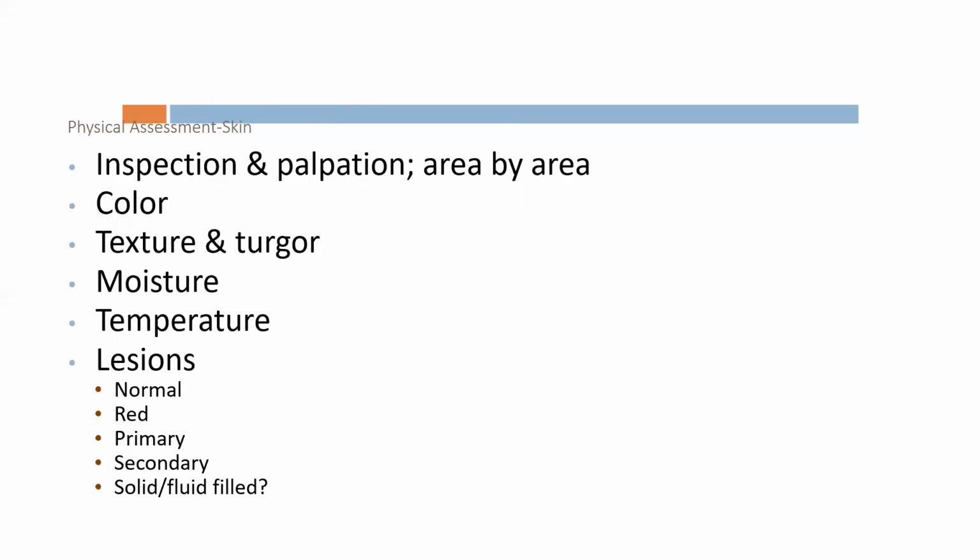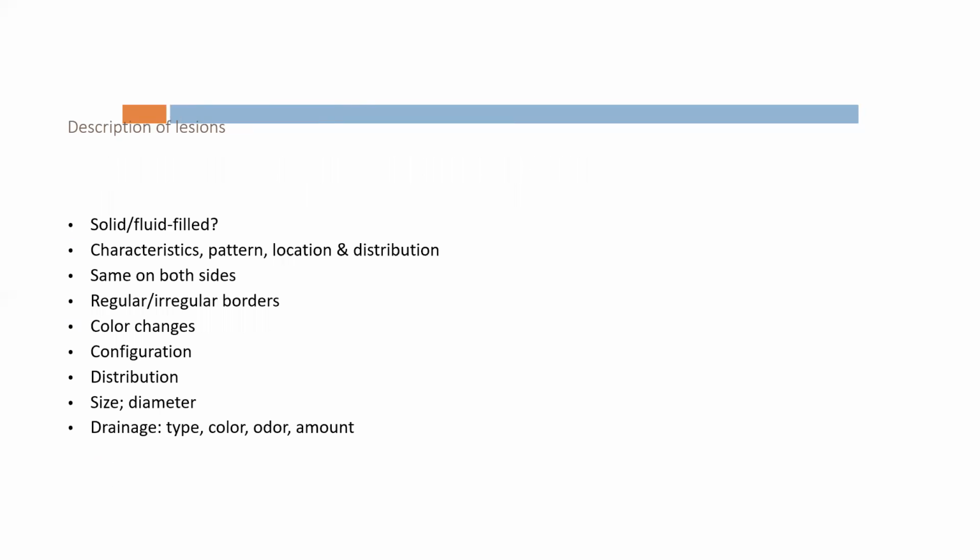Is it asymmetrical? What's the border? What's the color? Is the diameter greater than 1/4 of an inch? And is it evolving? Different descriptors of the lesions, basically kind of what I just talked about. What's the configuration? What's the distribution? Is there any drainage? If there is drainage, what is the color? Does it have any sort of odor?